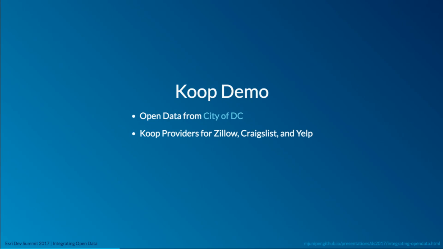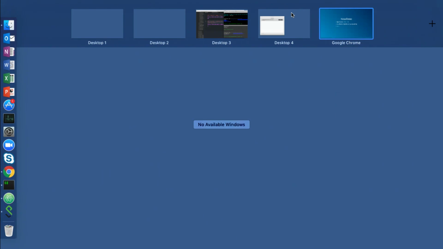So I can give a quick version of the demo that Daniel did earlier. The demo uses open data from DC's open data site, which was made using the old version of our open data software. We are also using Coop providers for Zillow, Craigslist, and Yelp. So these are third-party APIs that don't speak GeoJSON or GeoService. So the provider is what will translate them into GeoService and then from there into feature services. And so we can pull up the demo, which I think is the next tab over.